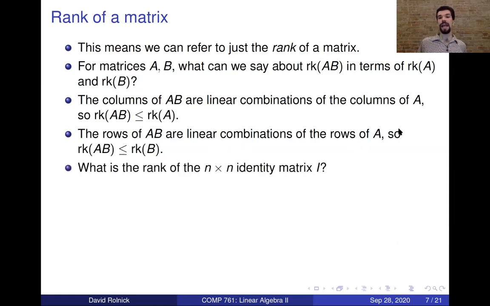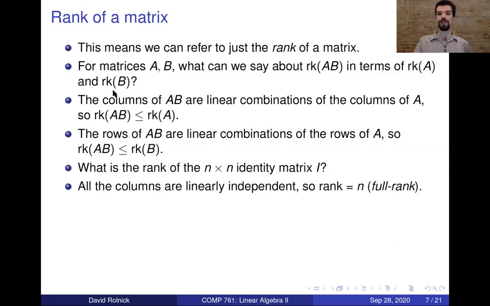What is the rank of the n by n identity matrix? Yep, that is just n. All the columns are linearly independent, so the rank is n. That's called full rank. It's as high as you can get for an n by n matrix. In general, how high can you get for an m by n matrix? What is the maximum possible rank for an m by n matrix?